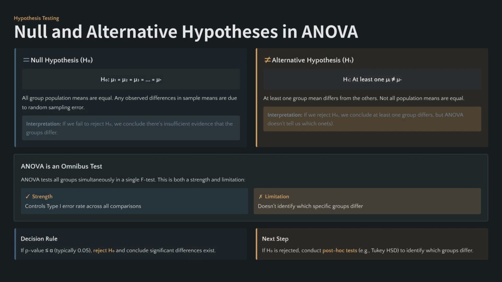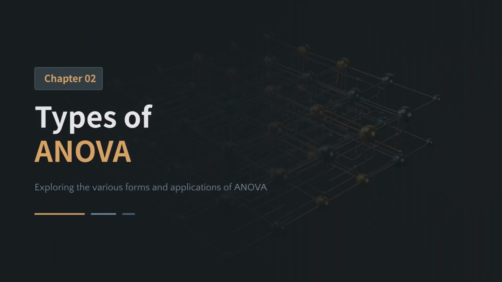A critical reason for using ANOVA is to avoid the multiple comparisons problem. Running multiple t-tests inflates the family-wise error rate, increasing the chance of false positives. For example, comparing 5 groups with 10 separate t-tests results in a 40% chance of making at least one type 1 error. ANOVA tests all groups simultaneously with a single F-test, maintaining the error rate at your chosen alpha level.